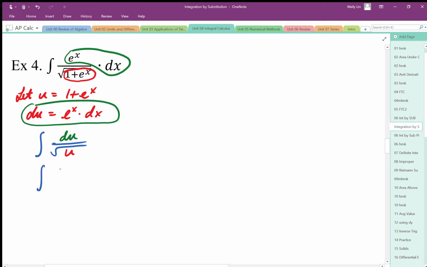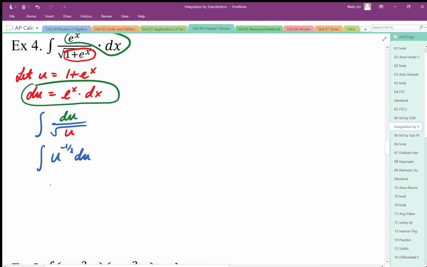I'm just going to rewrite this as u to the negative 1/2 du. We're going to apply the power rule here: increase the exponent by 1 and adjust for the coefficient, and then we have a plus c. I'll simplify this a little bit, and we're going to end up with 2 root u plus c. Again, we want to replace that u with an x expression. There's our u, in terms of x. I'm going to replace it with 2 square root 1 plus e to the x plus c.